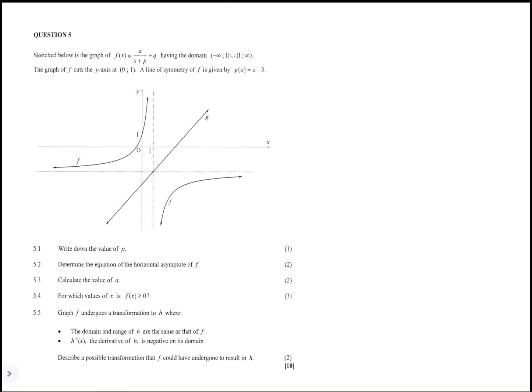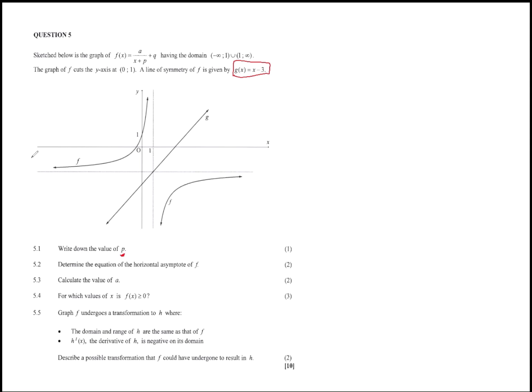It says the sketch below is the graph of f of x equals a over x plus p, plus q, having the domain negative infinity to 1, and 1 to positive infinity. So this basically means it's from negative infinity to positive infinity, where x should not be equal to 1, because that would be your asymptote. The graph of f cuts the y-axis at (0, 1). A line of symmetry of f is given by g of x equals x minus 3. Then we are given that graph there. 5.1 says write down the value of p.